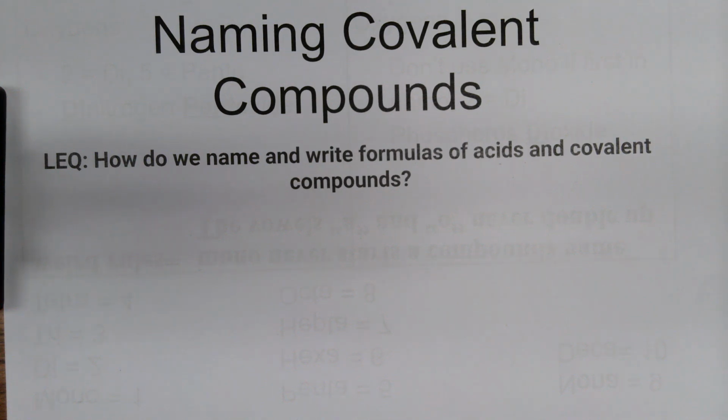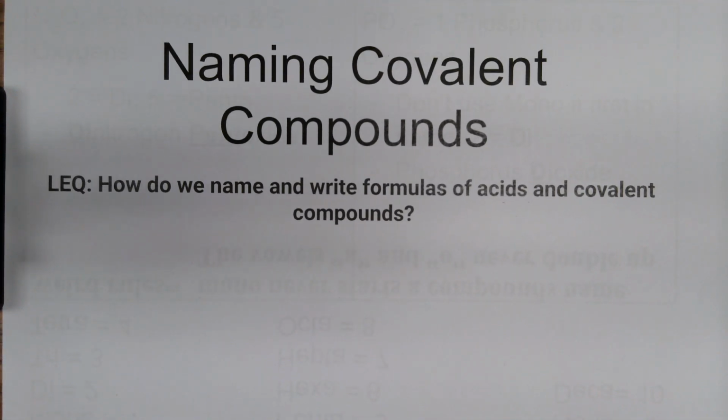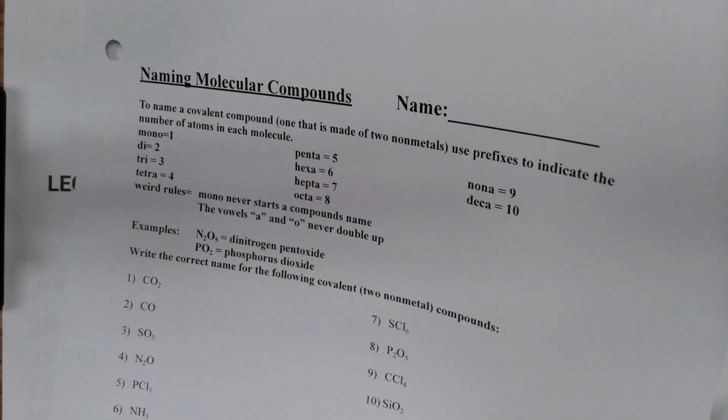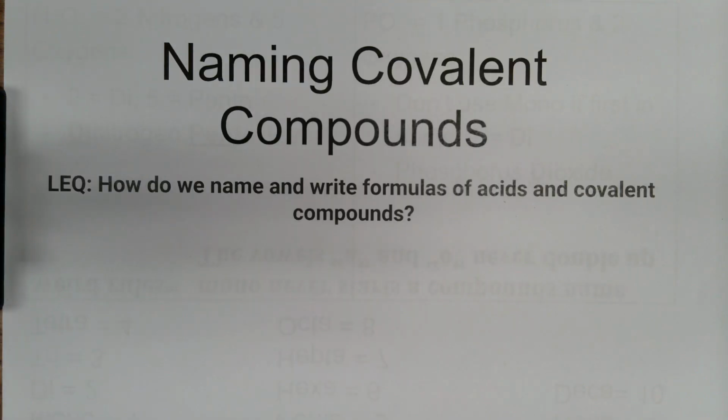Now, you're going to need the other sheet that I had out with it, naming molecular compounds. I pulled a couple things from that, so let's put this in so we can see that. This is the other sheet that we need. We're going to take some notes on it. We got a bunch of space on the back.